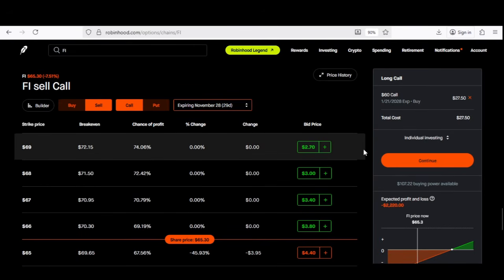Now, because of the extreme volatility that this stock has just gone through, you need to be extremely careful with this option strategy. Do not go chasing premiums. That means do not go for the highest premium. Make sure you have a strategy. Here is my strategy.